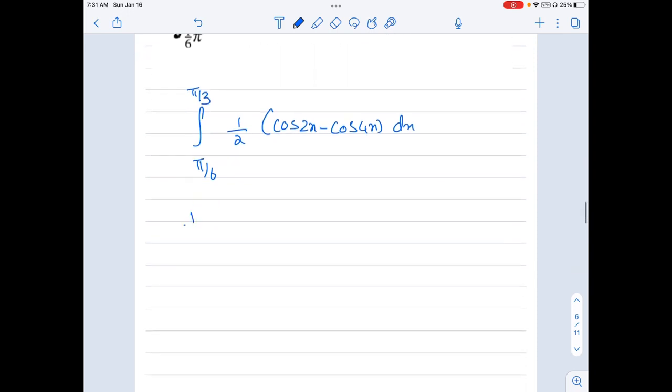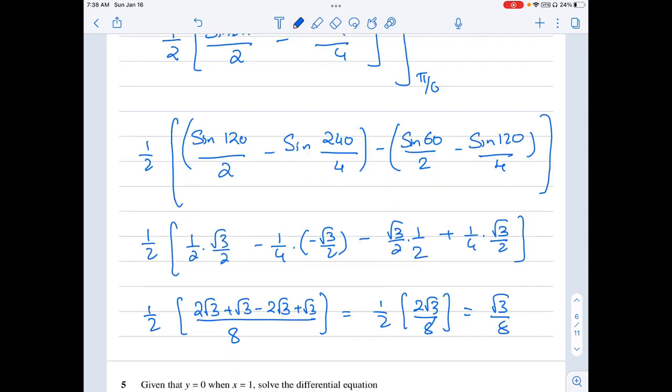So 1 upon 2 is pulled outside. The integral of cos 2x is nothing but sin 2x upon 2, minus the integral of cos 4x, which is sin 4x upon 4. And the limits are going to be pi upon 6 to pi upon 3. So I substitute the values and I got the answer. You can check the calculations. The final answer is going to be root 3 upon 8. So that is the answer for question number 4.